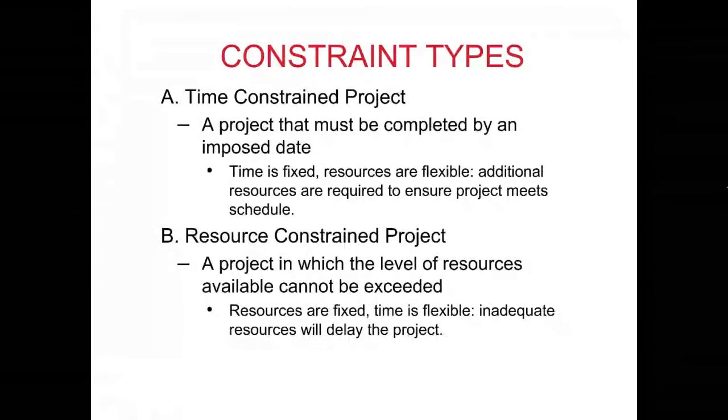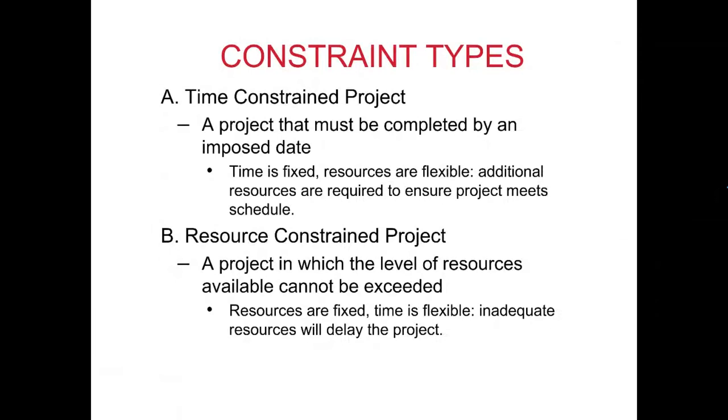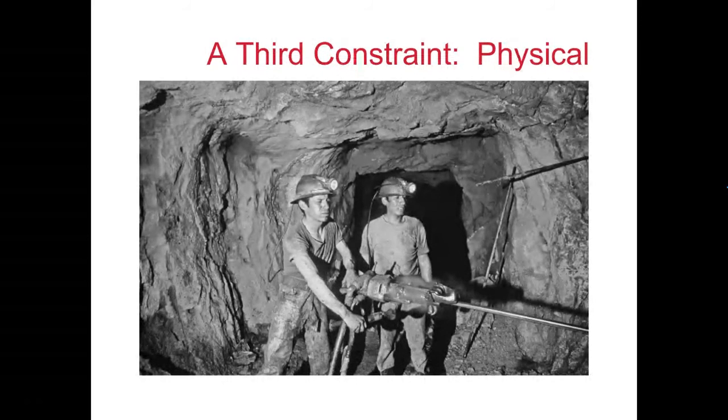The other is an example of a resource constraint project. This is an example of a project in which the level of resources available cannot be exceeded. So resources are fixed, and that's why we have to maybe compromise our time dimension. So inadequate resources will delay the project. It may be a situation where you require maybe the Caterpillar machines on your project, and you have got only a limited number of machines, or maybe just a few cranes available to you. So everything would be centered around that resource, and as a result, your project timeline could exceed.